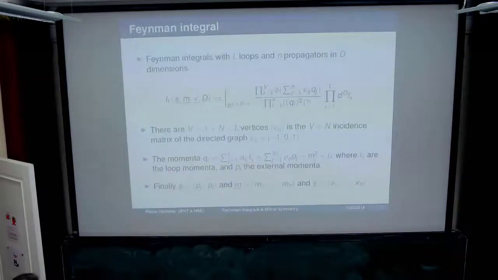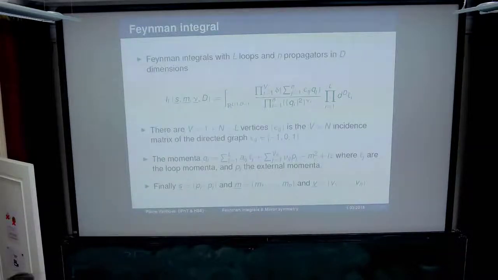I want to put some definitions here. This is my Feynman integral. I don't remember if somebody has ever given a definition of it, but I'm not going to do much with it anyway. The notation is I_gamma, where gamma is the graph, so Feynman integrals from the graph gamma.